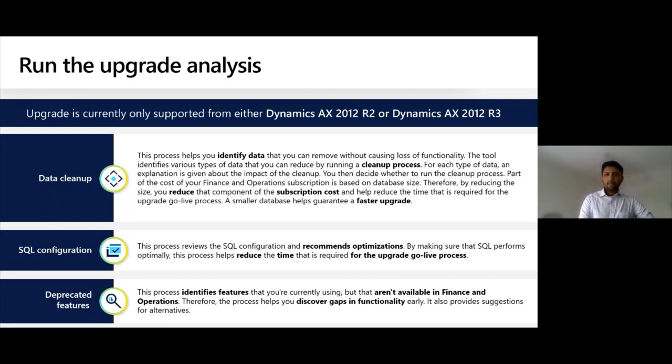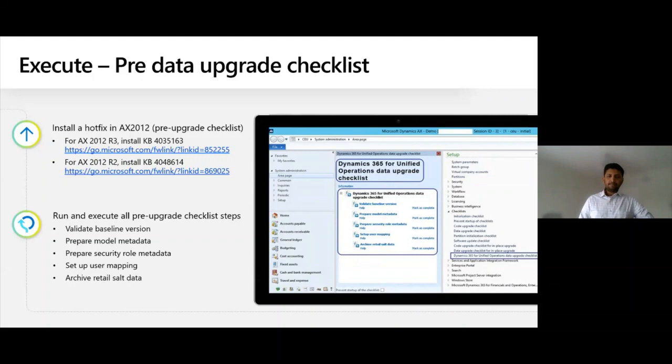Let's look into the pre-upgrade checklist. The next process in your data upgrade is to run the pre-upgrade checklist. The pre-upgrade checklist has to be executed on the AX 2012 environment. Before you start the data upgrade, you will have to install a couple of KBs in your AX 2012 environment, and the KBs are listed here. Once the KBs are installed, we will run through a checklist to perform certain activities. So let me name a few.